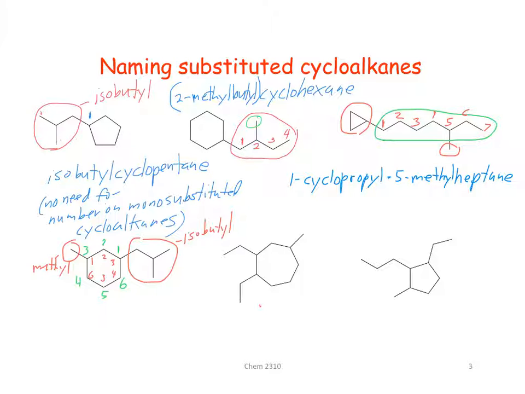So which of these numberings do you think we should choose? Well, if we have a tie in our numbering systems, then we're going to choose the group to go first that comes first in the alphabet. All right, so remember, iso is included in alphabetization, so we're going to put that one first. So we're going to use the numbering in green. So we're going to say 1-isobutyl, and then we have 3-methylcyclohexane.